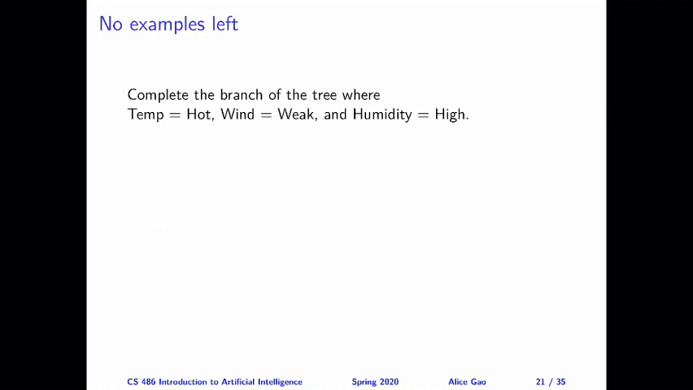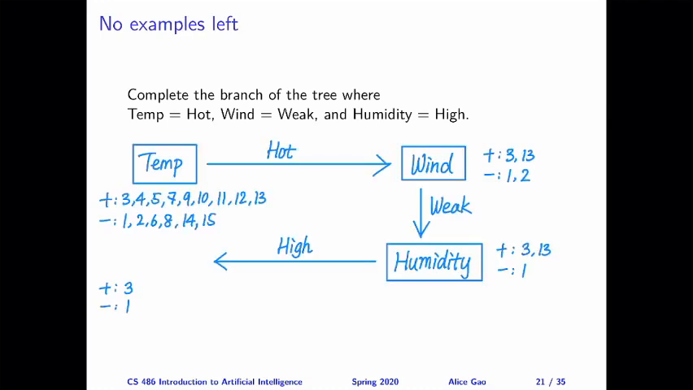Since we're already given the order of testing the first three features, let me complete the tree up to the point where humidity is high. Here's the partial branch I have so far. After testing the three features, we have two examples left, one positive and one negative. So we have only one feature left to test, that is Outlook. Outlook has three values, so let me go ahead and split up the examples based on these three values.